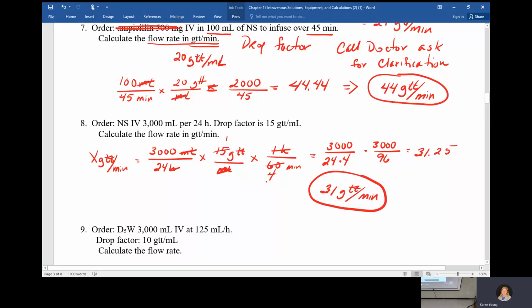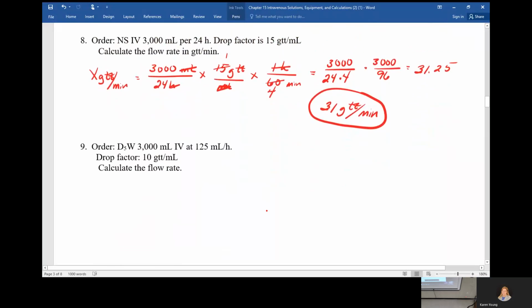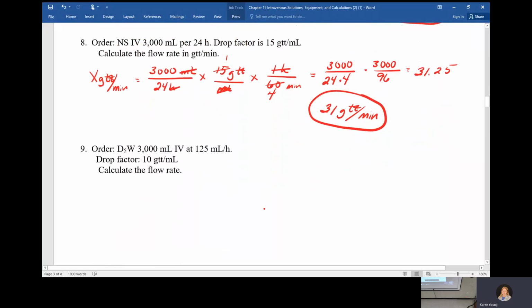Because you should get the same answer. The only way you wouldn't get the same answer is if you typed a number in wrong. All right. So did everybody get 31 drops per minute? Okay. So y'all try number 9.